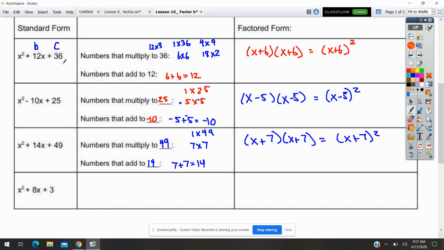Okay, so there's something special about these three quadratics, right? These are called perfect square trinomials. The reason being is because our C values here are perfect square numbers, right? Because 6 to the second power is 36, 5 to the second power is 25, and 7 to the second power is 49, right?